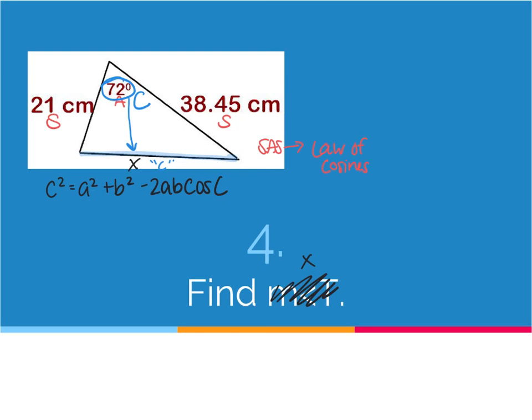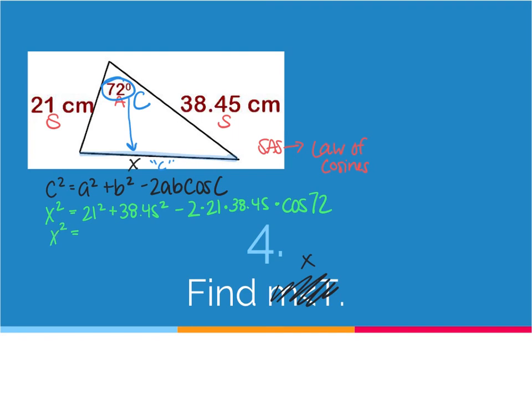And we're going to substitute what we know. So x squared equals 21 squared plus 38.45 squared minus 2 times 21 times 38.45 times the cosine of our angle, which was 72, because that angle is across from the side we're trying to find. That's why 72 is our angle. We can go ahead and put that into our calculator.